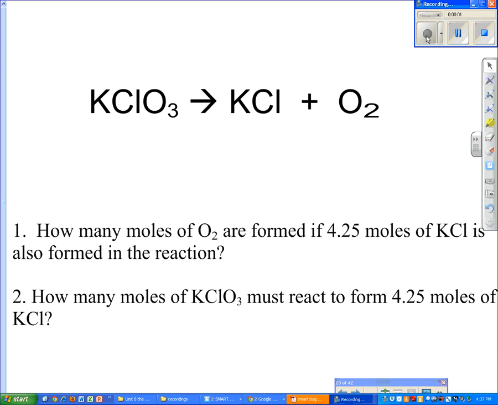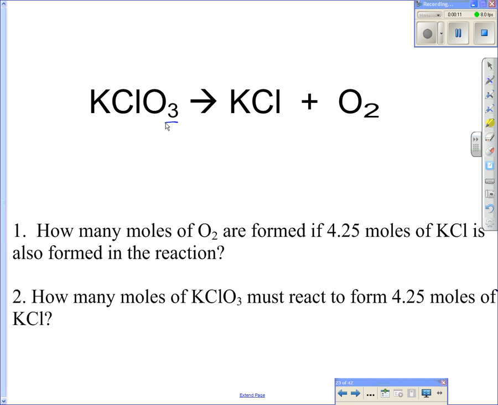This is a basic mole-to-mole stoichiometry problem. So the first thing you have to have is a balanced equation. So let's walk through that really quickly. Where I want to start is with my O's here. I have 3 oxygens on the reactant side, and I have 2 oxygens on the product side.